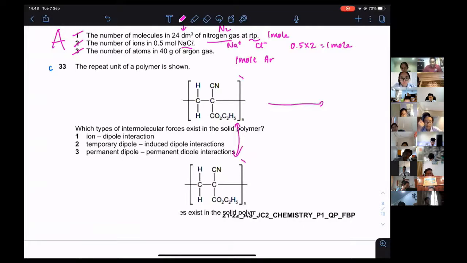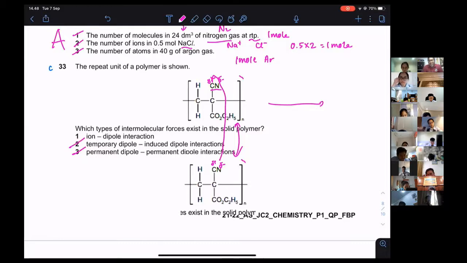And I know CN already has delta positive, delta negative. This is delta negative, delta positive. Delta negative and delta positive will interact because they are polar. If it is polar, definitely it's going to be permanent dipole interaction. All molecules will have van der Waals forces.